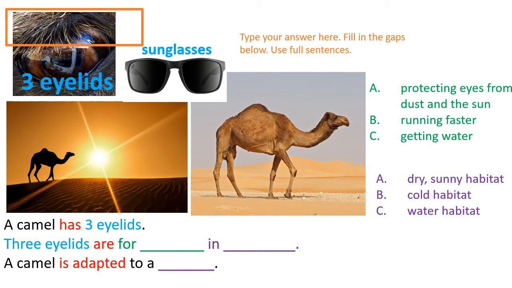So you will type the answer, one of the green answer choices, on the green line. Okay? And you will pick one of the purple answer choices. These are habitats. A, a dry, sunny habitat. B, a cold habitat. Or C, a water habitat. Okay, so where you see the purple line, you're going to put a purple answer choice. And you will type your answers where it says type your answer, where the orange words are.